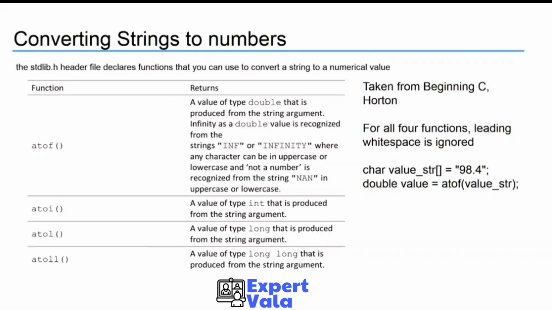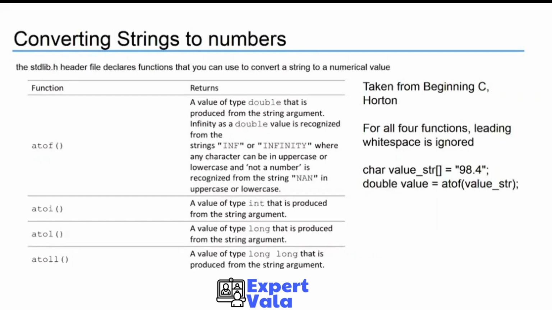You will also see the opposite, for converting integers to a string. You will see things like itoa, which is an int to ASCII. If you had a number 98 and you wanted to convert it to a string, you would say itoa.